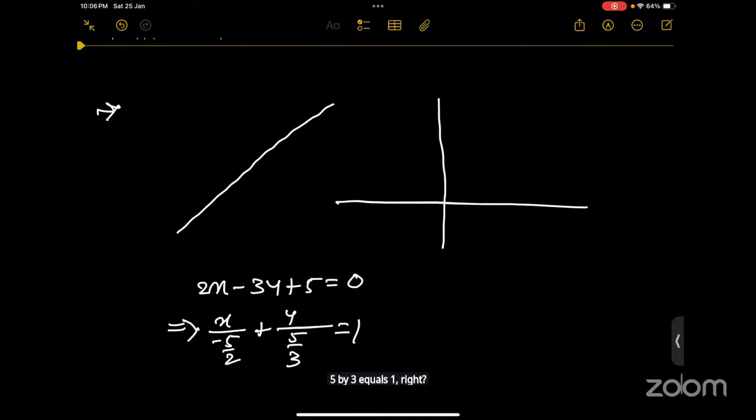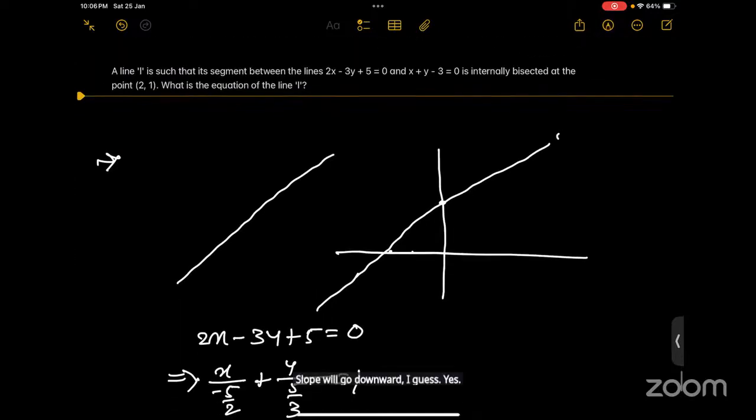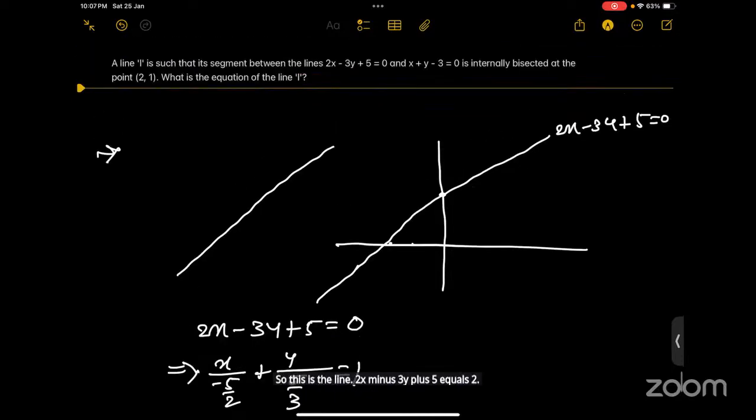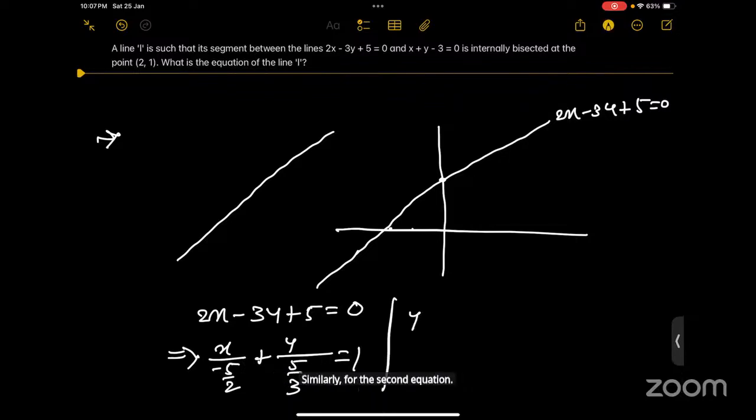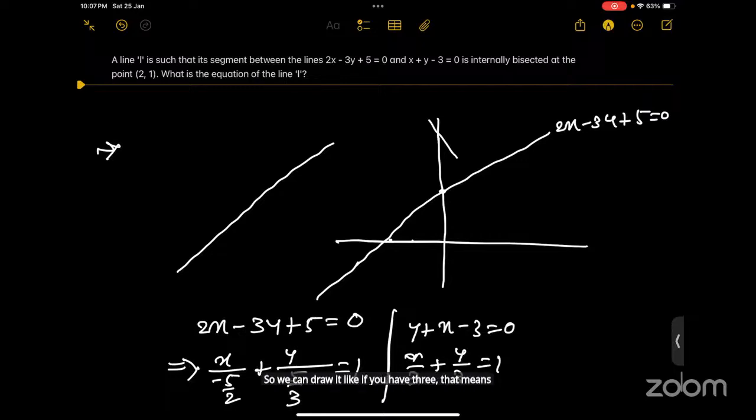So if I draw the line, how will it look? Something like that, right? The slope will go downward, I guess. Yes. So this is the line 2x minus 3y plus 5 equals 0. Similarly, for the second equation, y plus x minus 3 equals 0, we can draw it like this. If you have 3, we will get something like that.